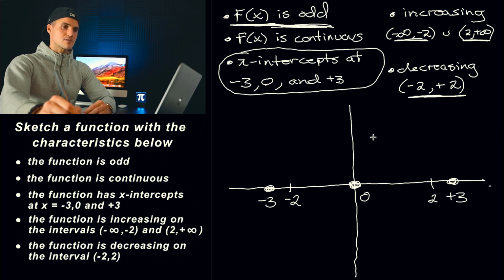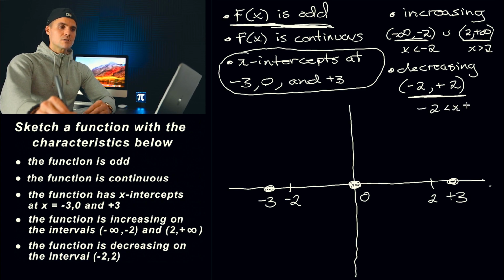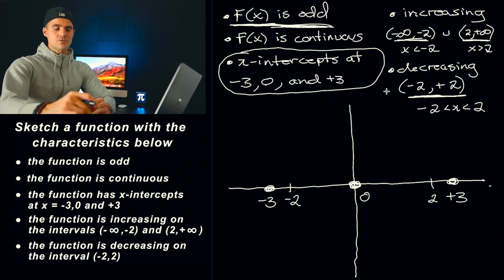So what else do we have to do here? Now, actually, one thing I want to mention too, another way that these intervals could be written, this is interval notation. It could also be maybe written in set notation. So you could have x is less than -2, x is greater than 2, right? So you might see questions describing intervals like that. Both of those mean the same thing.